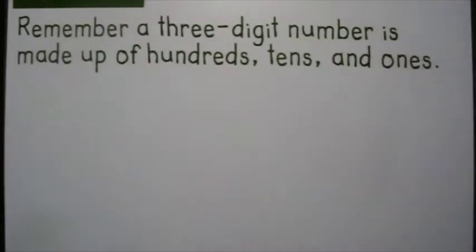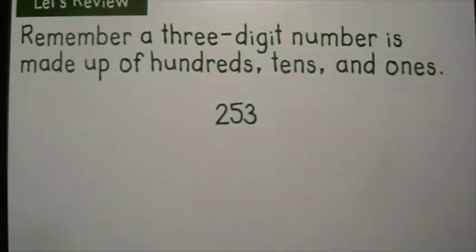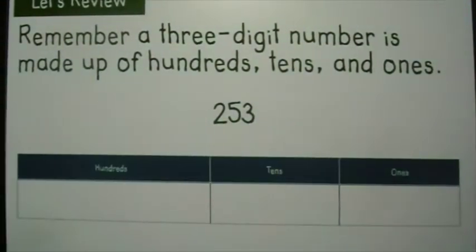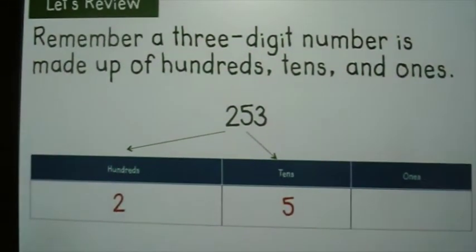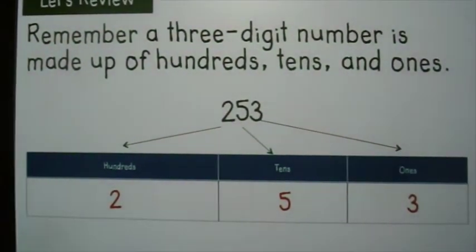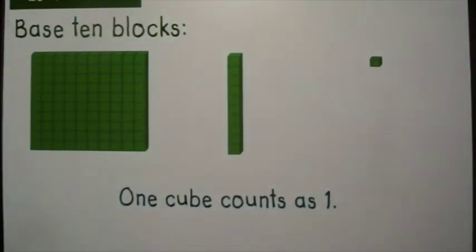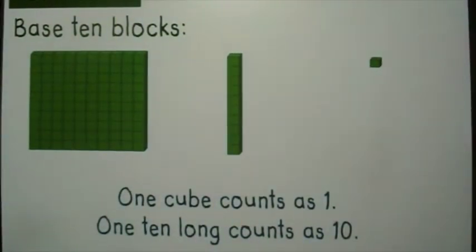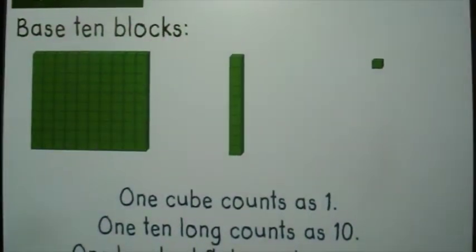Let's review. Remember that a 3-digit number is made up of hundreds, tens, and ones. So in the number 253, the 2 is in the hundreds place, the 5 is in the tens place, and the 3 is in the ones place. Remember that when we use base 10 blocks, 1 cube counts as 1, 1 long counts as 10, and 1 flat counts as 100.